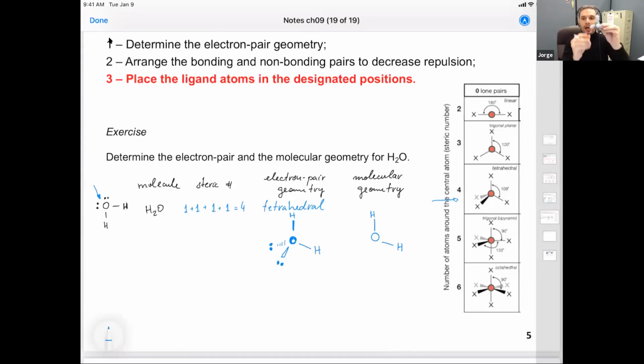Okay? So we had this geometry as the electron pair geometry. However, we only have two atoms bonded. So we are going to place the two atoms in a random position because all the positions are equivalent. Okay, so two positions are occupied with hydrogen and the electron pairs are in the two positions that are left. For the molecular geometry, we are going to ignore the non-bonding pairs and only look at the atoms that are bonded to the central atom. Therefore, that's the geometry that you have for the water molecule. Okay, so this geometry is called V-shaped or also called bent.